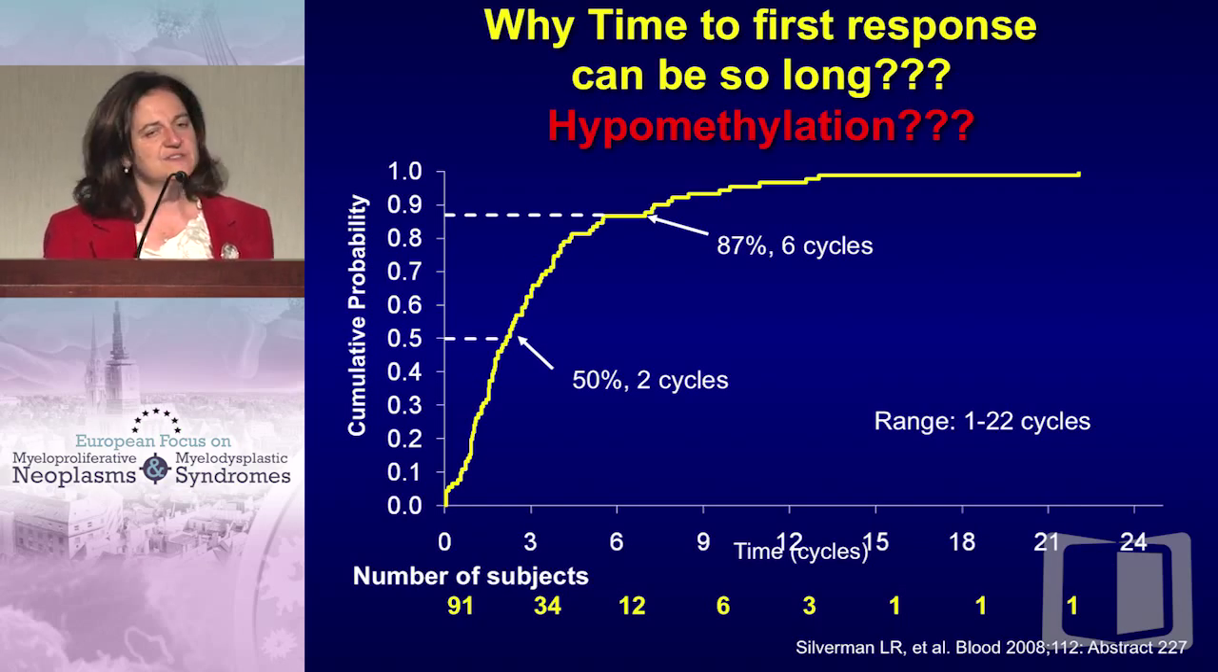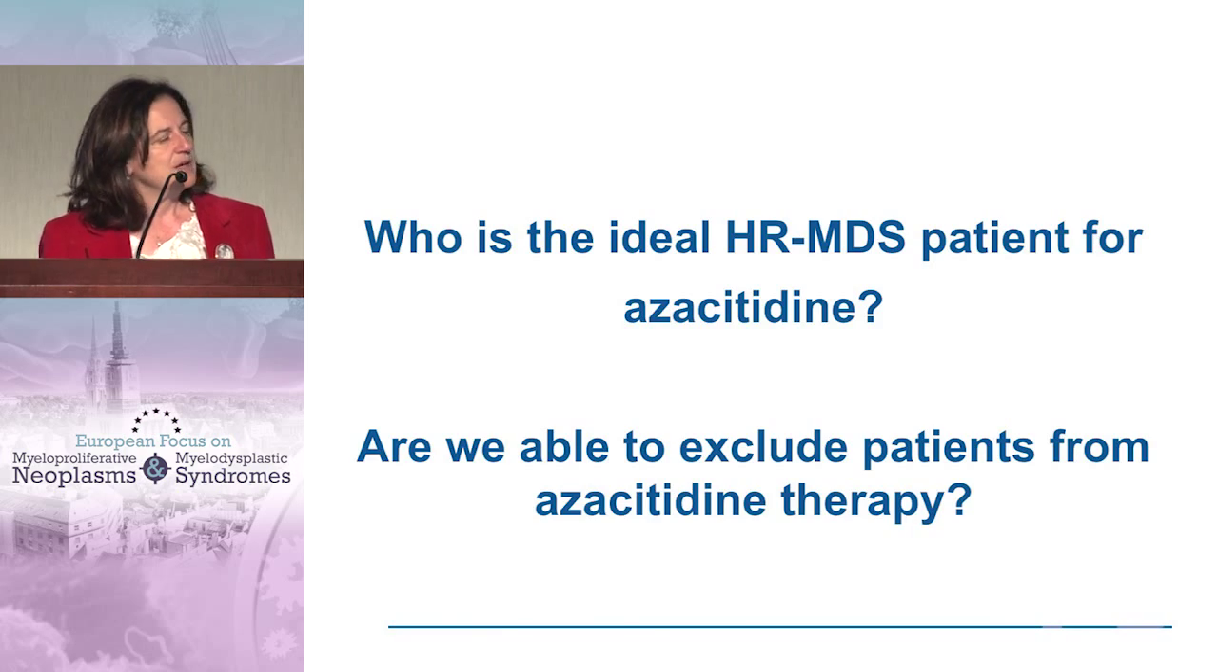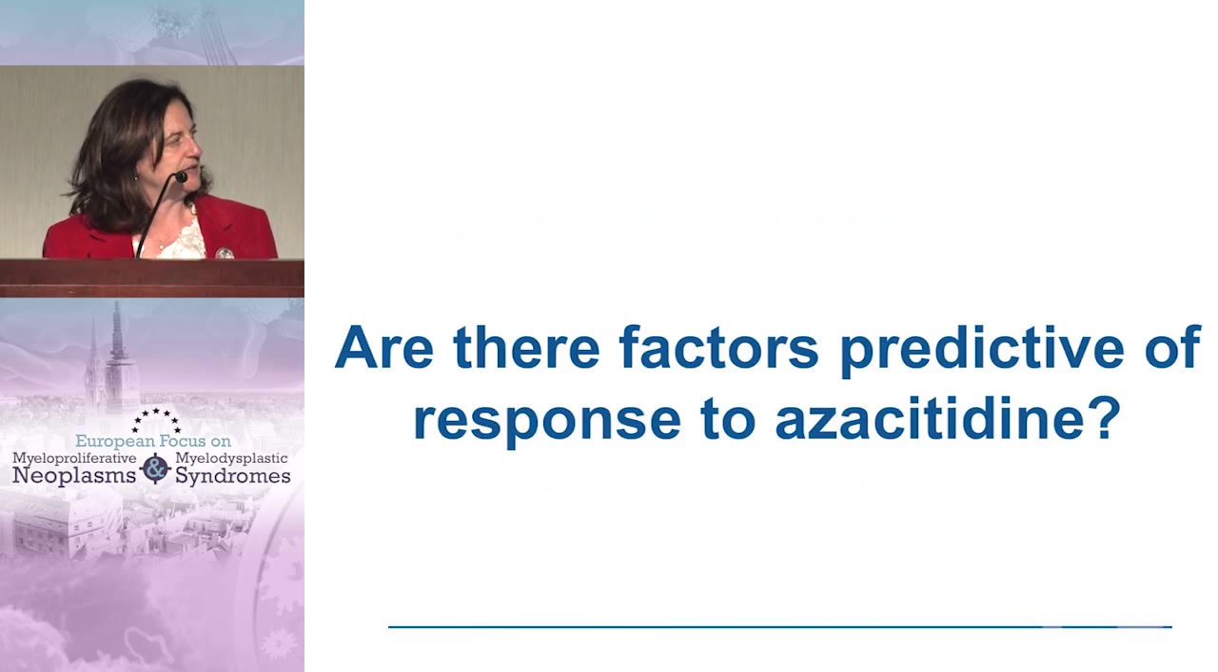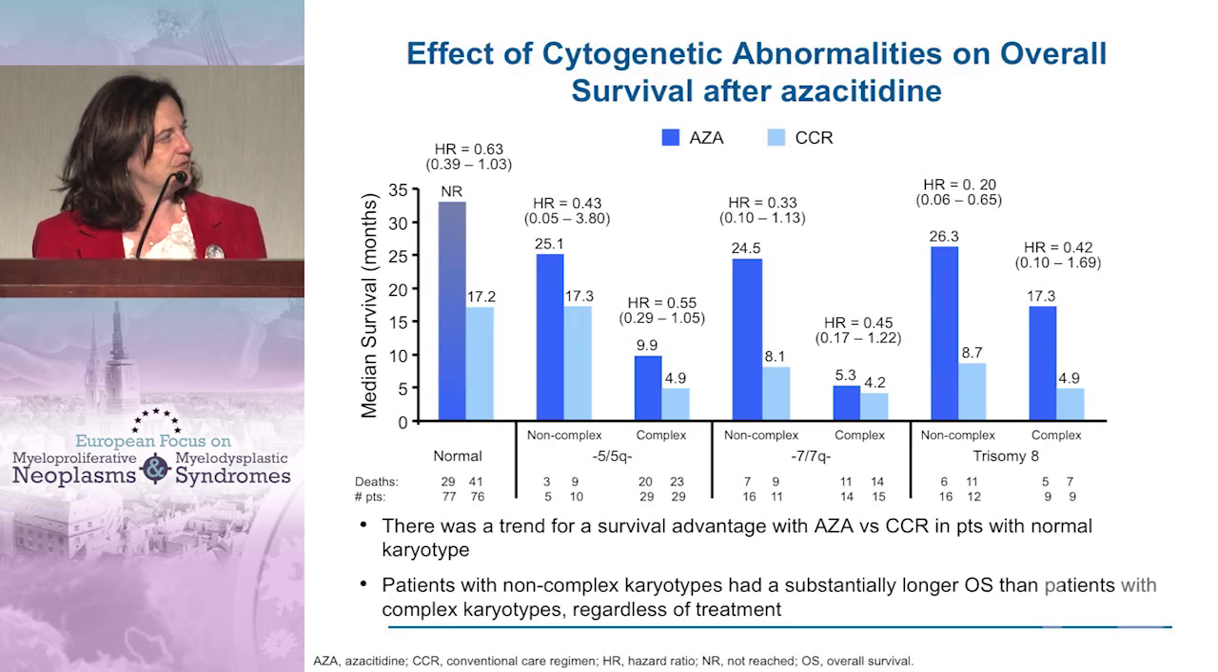So why is this response so slow? Is it only because of the fact that this drug has to hypomethylate? So can we find a way to define what is important here and whether we will finally achieve response? Is there an ideal patient for azacitidine, and can we exclude a patient from the beginning from this treatment? In other words, are there factors predictive of response?